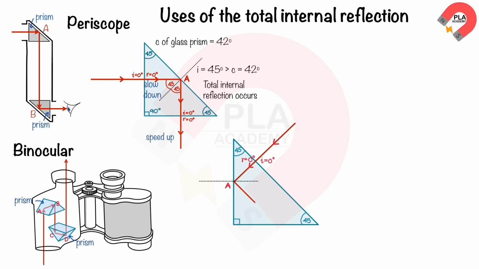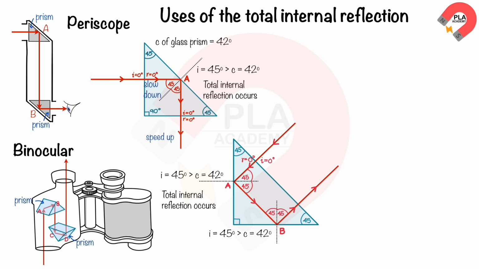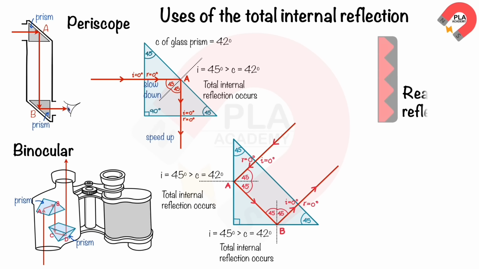The light ray reflects at the point A with the angle of incidence of 45 degrees, which is greater than the critical angle of glass. This causes total internal reflection to occur. Then the light ray reflects at the point B with the angle of incidence of 45 degrees, which is greater than the critical angle of glass. This causes total internal reflection to occur again. As it leaves the prism, it speeds up, but does not change direction.